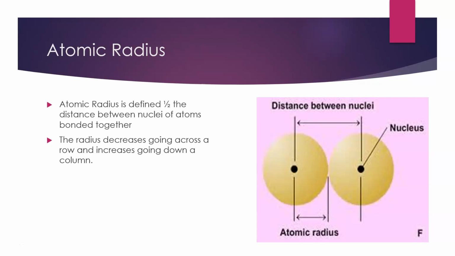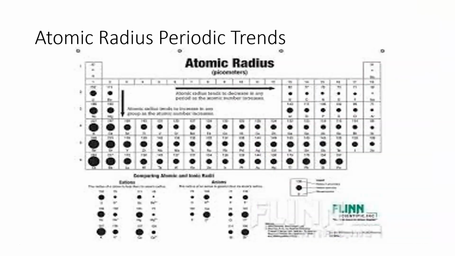The radius decreases going across a row, so from left to right it decreases, and it increases going down a column, so from top to bottom it increases. This is a picture. You won't ever be provided with this, but this is showing you what I'm talking about. You can see as we go across, they get smaller, but as we go down on any given column, they get bigger.